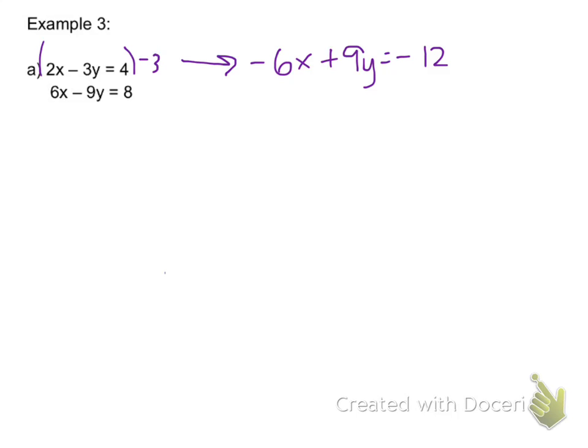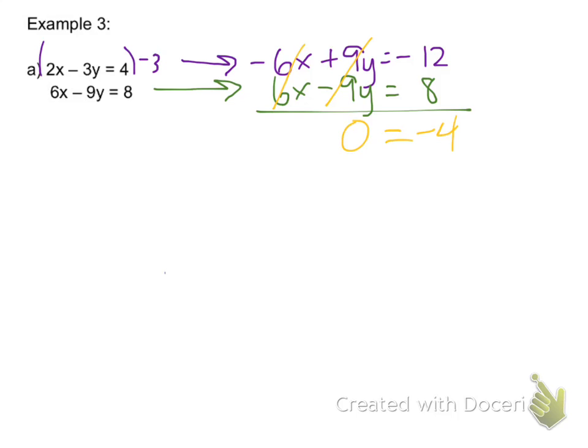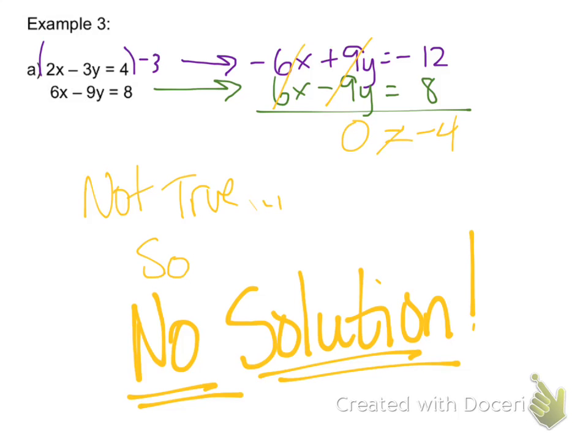So when we multiply the top equation, we get negative 6x plus 9y equals negative 12. Make sure you multiply everything. And rewriting the second equation, and now again adding these together, except this time my x's eliminate, and my y's disappear, so I get 0 equals negative 4. Well, this obviously isn't true. So since it's not true, there is no solution. So these lines would be parallel.